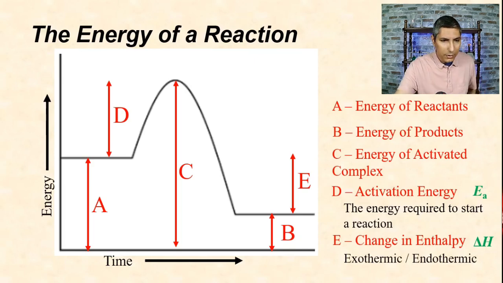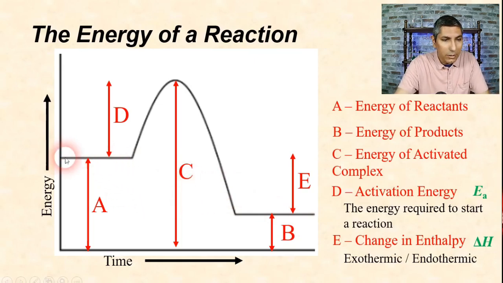Now, if you take a look at this plot right here, we can see that we start out with a certain amount of energy, and then over the course of the reaction, we have a net loss of energy. So that means that we released energy into the surroundings. This is called an exothermic process. We have an exothermic reaction. Most reactions tend to be exothermic, as it turns out.